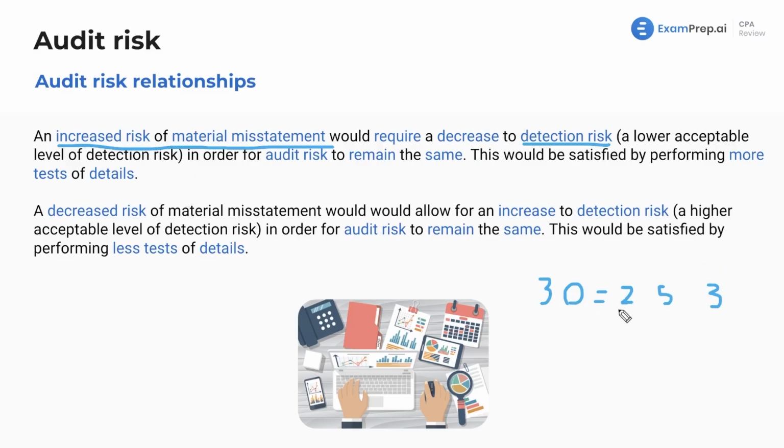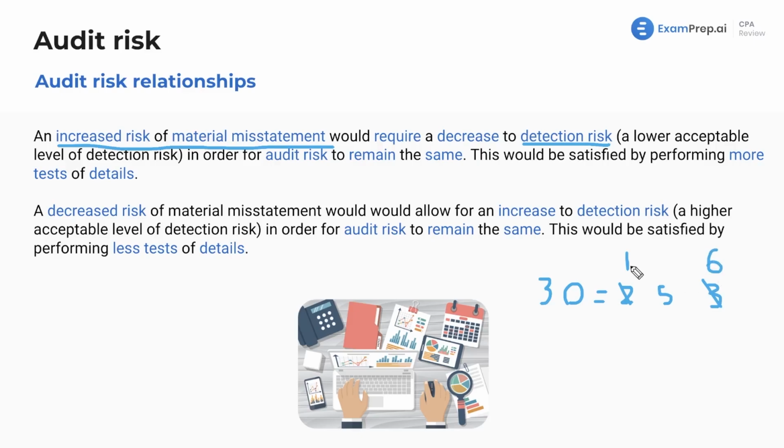Let's play around with this formula again. A decreased risk of material misstatement would allow for an increase to detection risk in order for audit risk to remain the same. So playing around with these numbers again, let's say that our inherent risk drops. It's not as risky as we thought. It's now 1. 1 times 5 is 5. 5 times 3 is 15. So now our audit risk is 15. We could actually now, in order to maintain that 30, which is the number we agreed upon earlier, change this 3 to, let's say, 6.